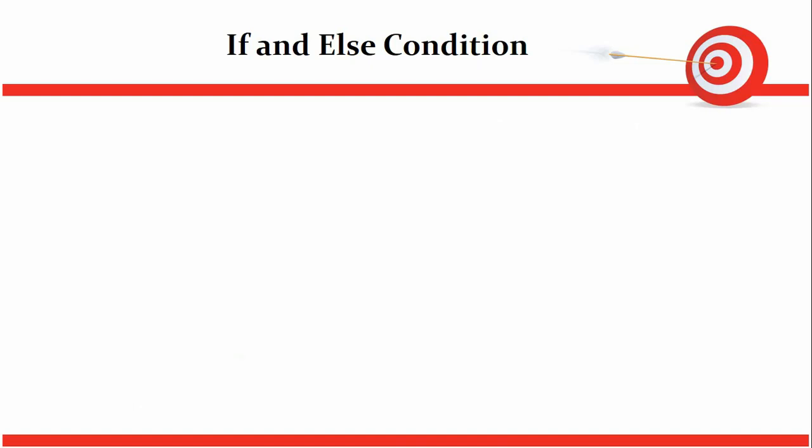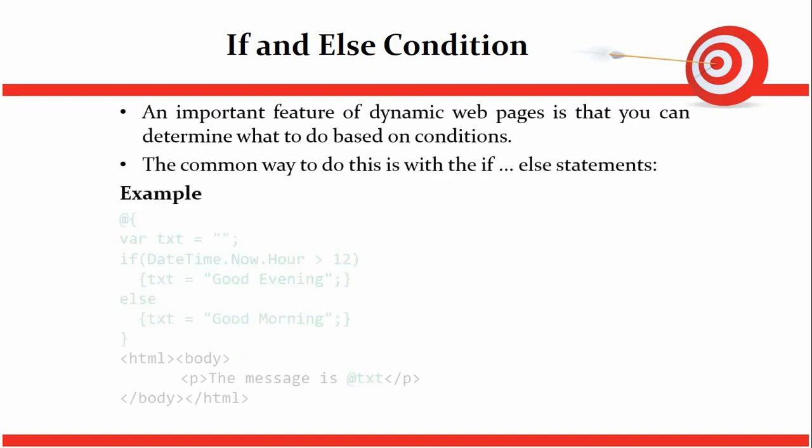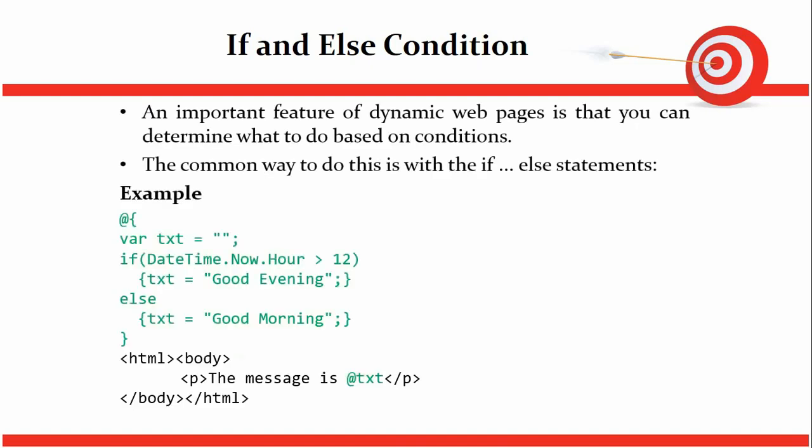How do you write an if-else condition using Razor syntax? Let's see the example. I've just given an example, guys. Just look at that. We have @ and then within brackets we have put some code. Why is it called Razor syntax? Because you have @ and a curly bracket. Inside that you see var txt; this is C# code. If DateTime.Now.Hour is greater than 12, txt is equal to "Good evening", else txt is "Good morning". So the code I've written inside is basically C#.